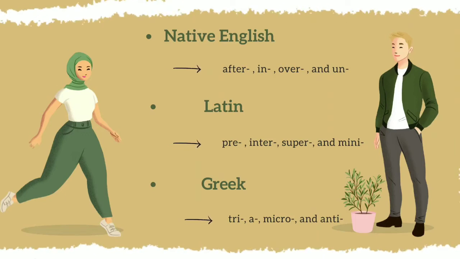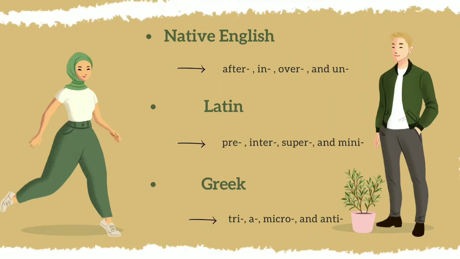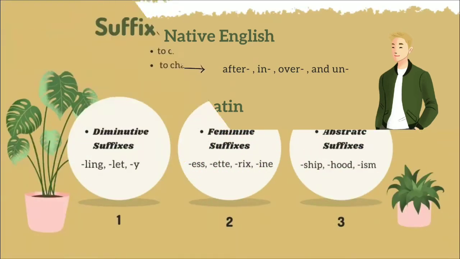And for the mini is the miniskirt, minivan, mini-mall. And for the Greek, for the tri is the tricycle, triannual, triconsonantal. And for the micro is the microchip, microfilm. For the anti is the antisocial, antitrust, and anti-war.